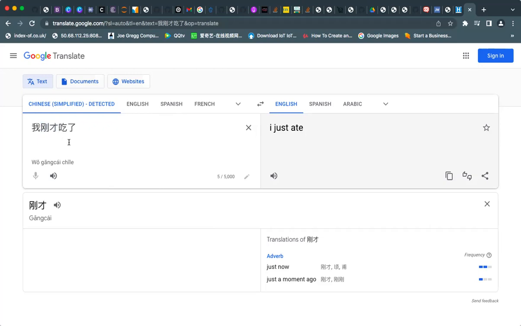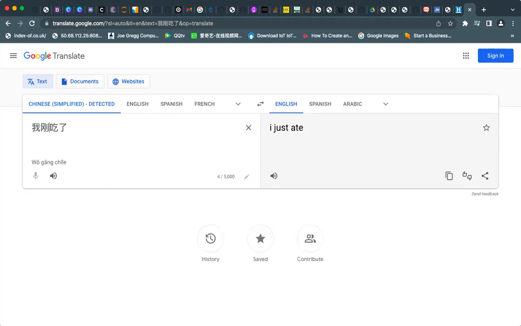Like right now we're saying gang cai chi la. If you hear somebody saying gang cai chi la, it's saying, just now I ate. It's the same thing. Okay. Sometimes you see somebody who will just say, well, gang chi la. Just one gang. And it's still good.